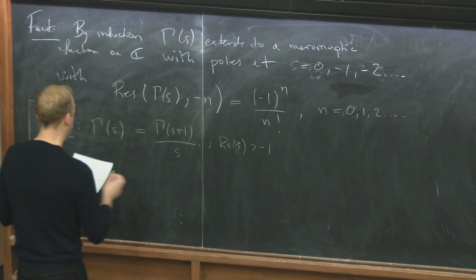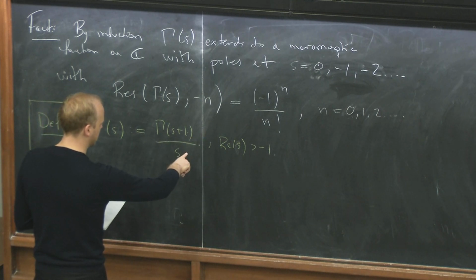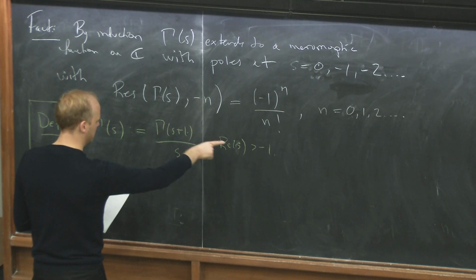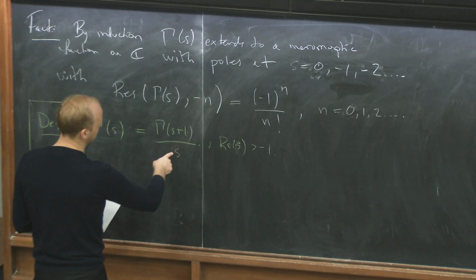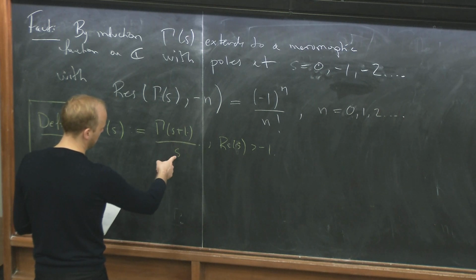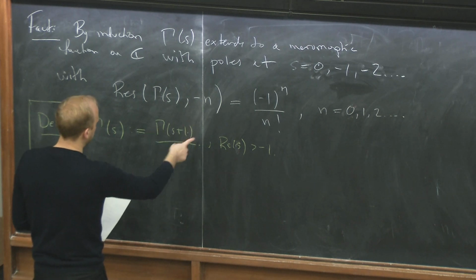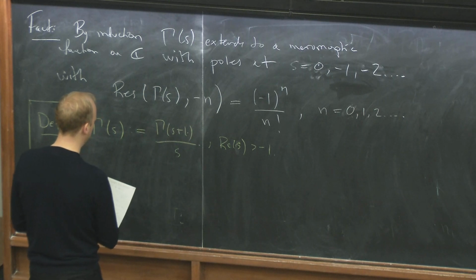Okay, so this function here, what do we know about it? We know that this one is analytic, gamma of s plus 1, using this condition. But then we divide by s, so it will actually be a meromorphic function with a simple pole at s equals 0. It's a simple pole because the analyticity of this means that it doesn't interfere with the order of the poles.